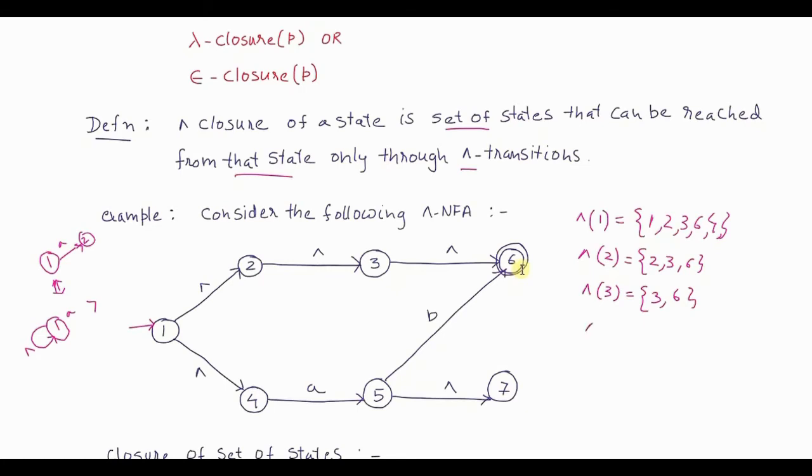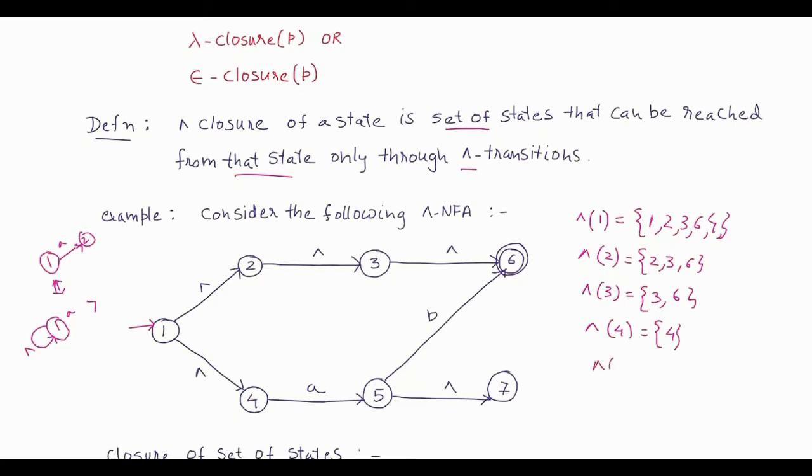Next we find out null closure of state 4. First, without even thinking, 4 should be added to the list. Now which are the other states that can be reached? Now from 4 on reading null, can you go to any other state? No, there is no transition defined apart from 4. That's why null closure of 4 will have only one state, and that is 4 itself.